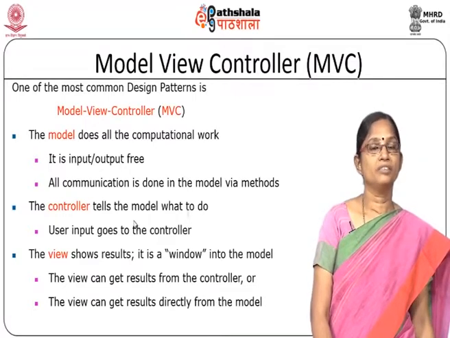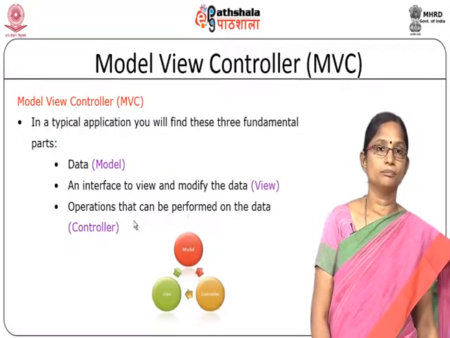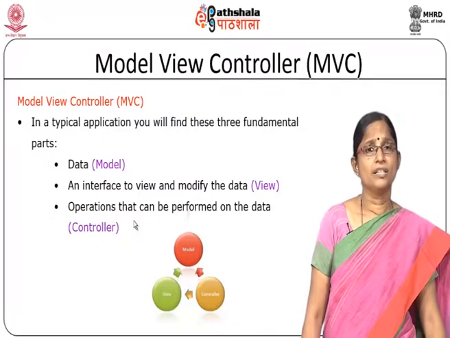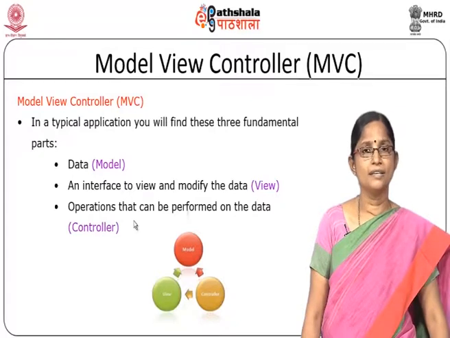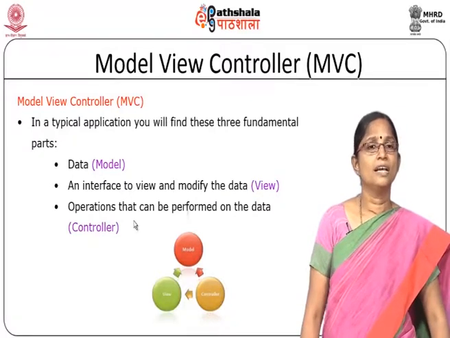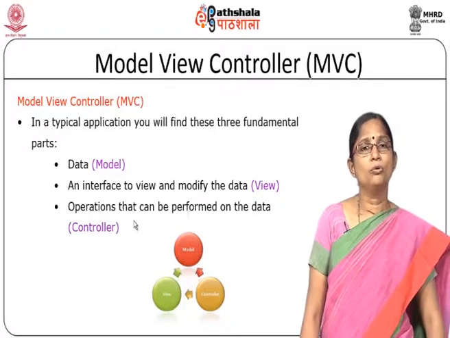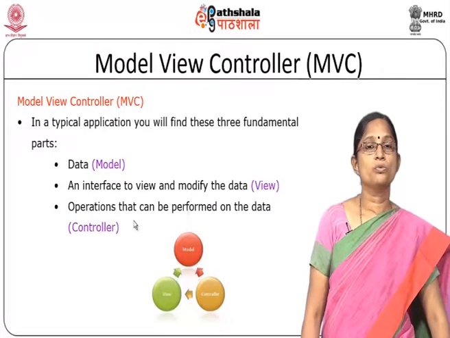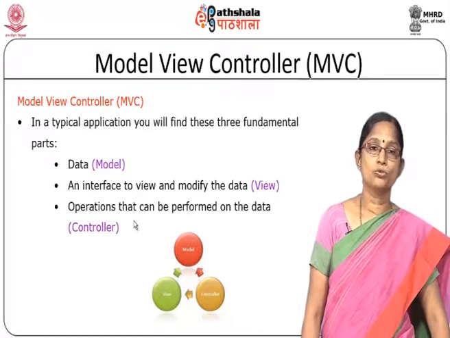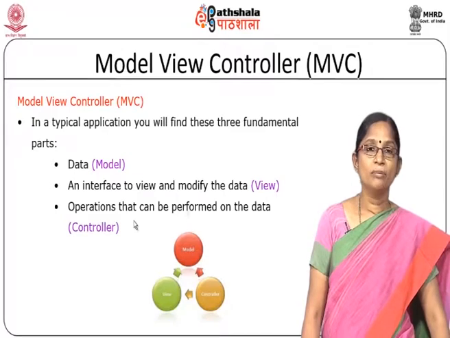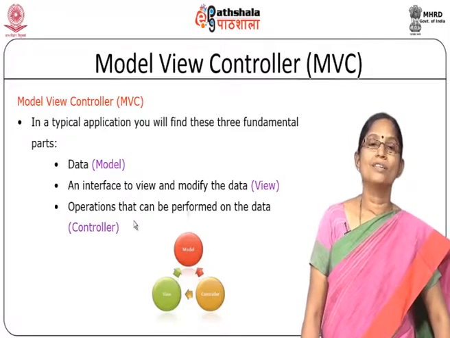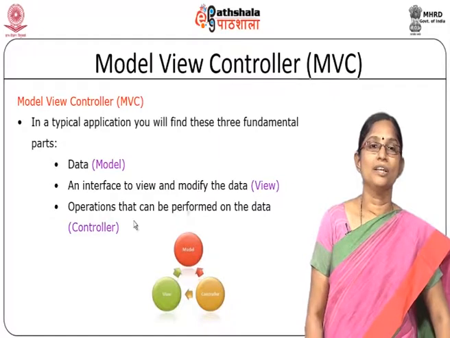So this is one of the architectures which is used in Java. I am just telling the typical application. Here we can find three fundamental parts: data, view and controller. Data is the model. View is an interface, used to view the data as well as to modify the data. Then the operations that are performed over the data are done using the controller.